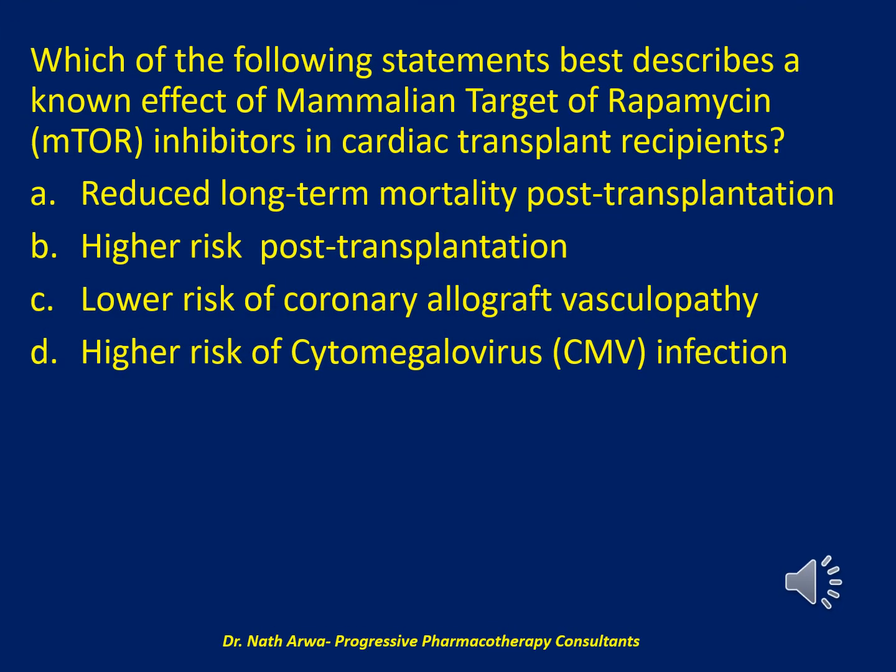And the next question reads, which of the following statements best describes a known effect of mammalian target of rapamycin inhibitors, abbreviated as mTOR, in cardiac transplant recipients? Is it A, reduced long-term mortality post-transplantation, or B, higher risk post-transplantation, or C, lower risk of coronary allograft vasculopathy, or is it D, higher risk of cytomegalovirus, CMV, infection? I will give you 10 seconds to choose the correct answer to this question from the listed options.